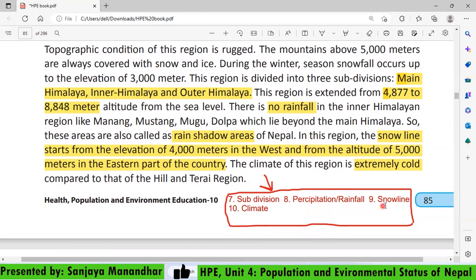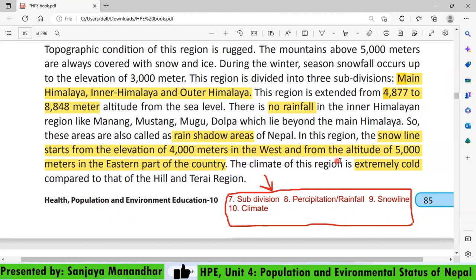And next is snow line. About snow line, the questions can be asked many times. The questions can be asked from here, so you remember this point. Snow line starts from the elevation of 4,000 meters in the western part. Please remember, note it down, from 4,000 meters.